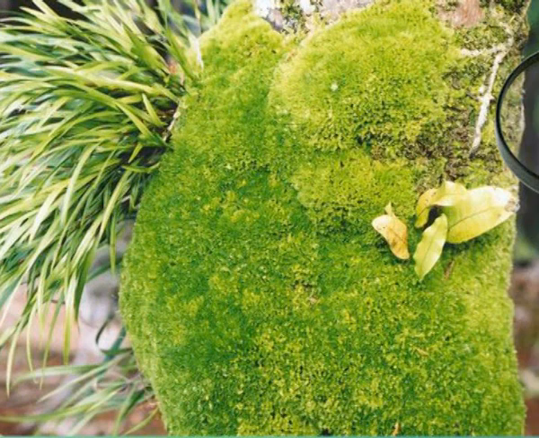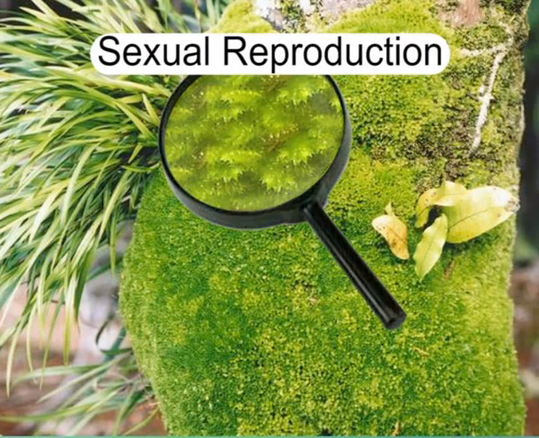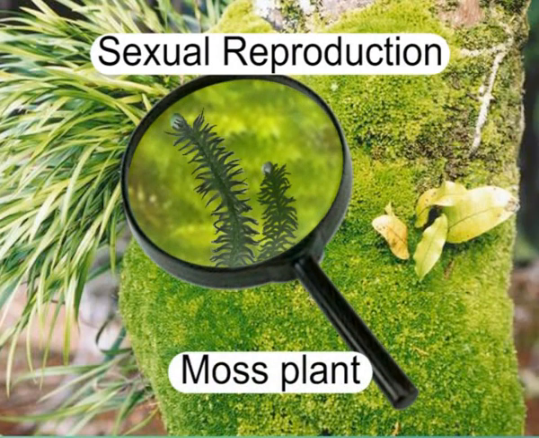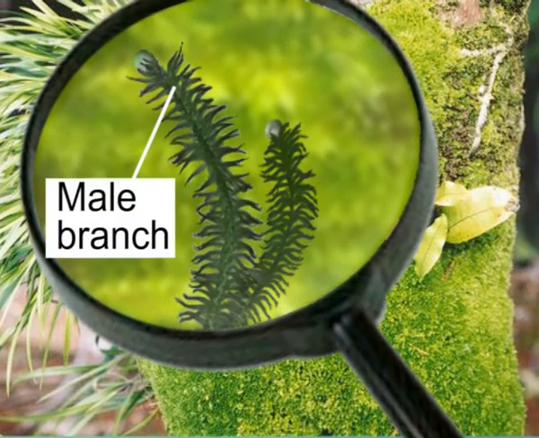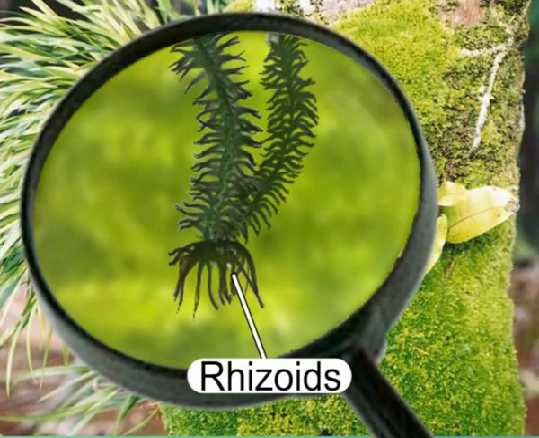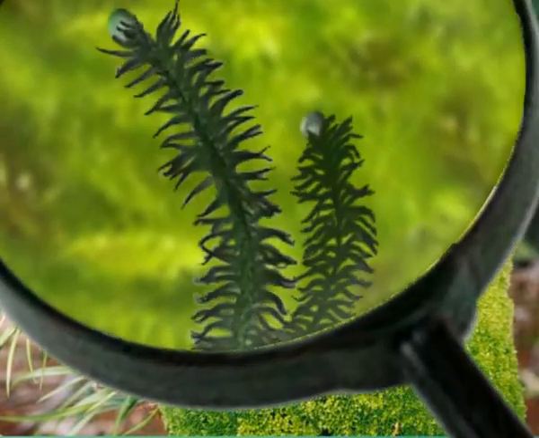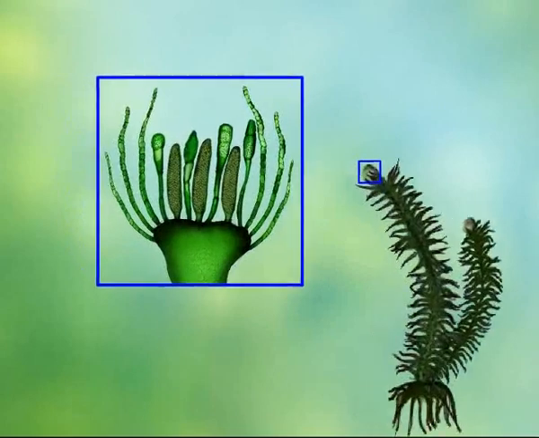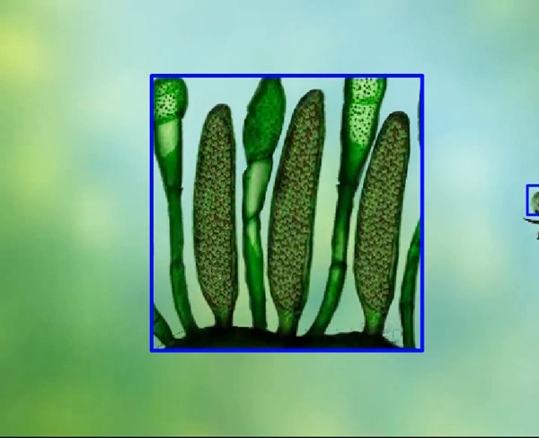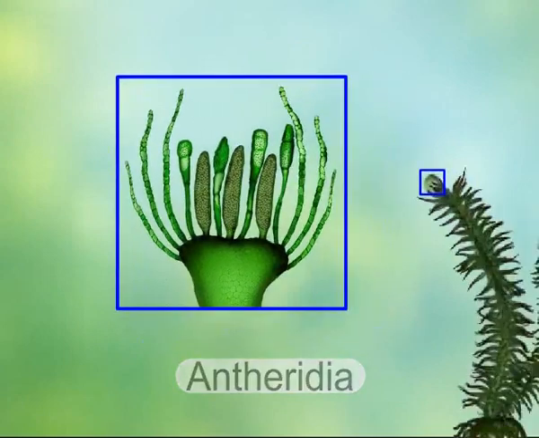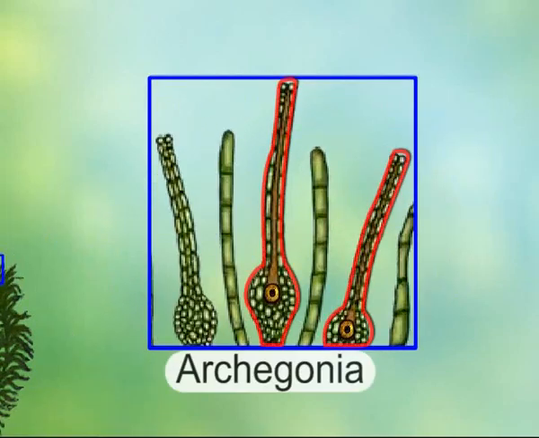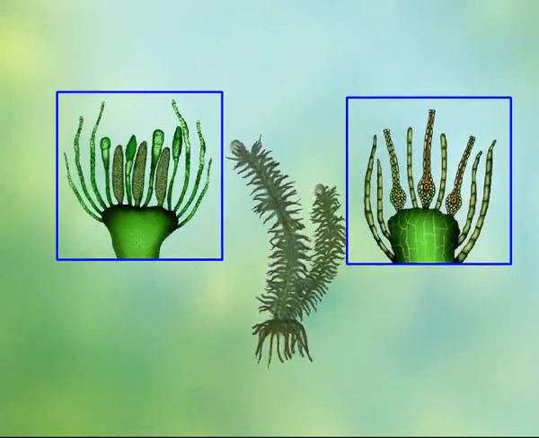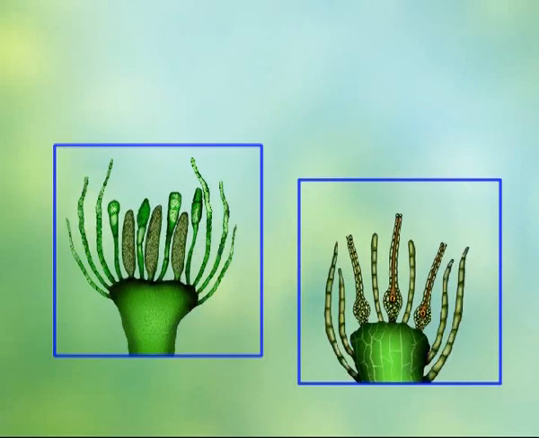Now, let us study sexual reproduction. As you know that a moss plant has typically a male branch and a female branch with rhizoids on the lower side. As we have already learned that the gametophytes bear male sex organs termed as antheridia and female sex organs termed as archegonia, as shown here. As the sex organs are typically borne in clusters, often surrounded by sterile hairs, these may also be borne in a head on a stalk in some species.